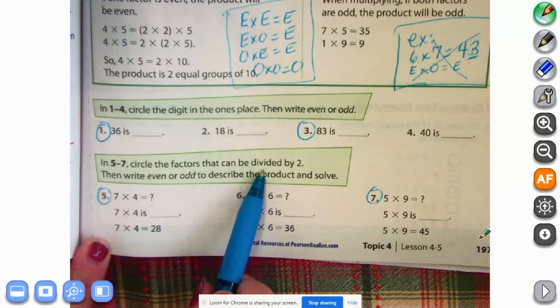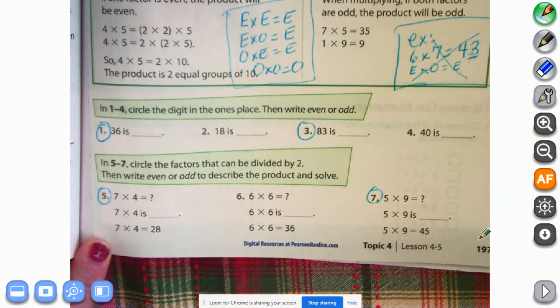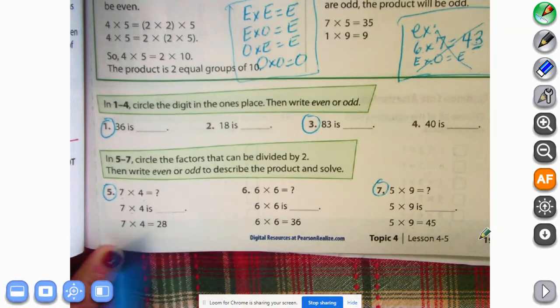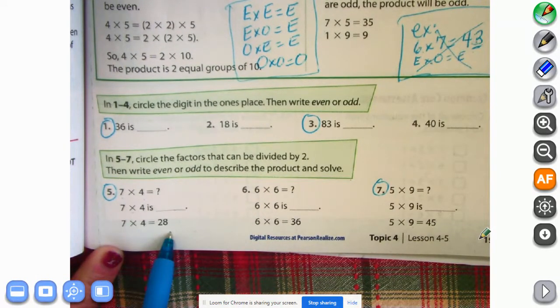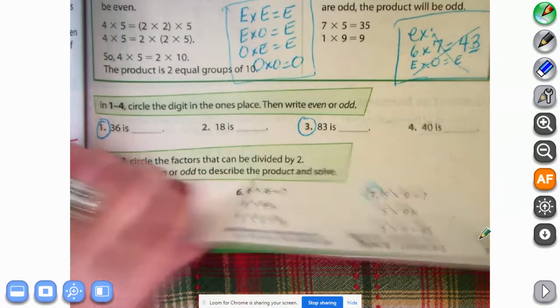Circle the factors that can be divided by 2, then write even or odd to describe the product, and then solve. Kind of the same as we did on the other page. 7 times 4 would be even or odd. 7 times 4 equals 28. Okay, so then we're going to do the same for number 7. All right, turn the page.